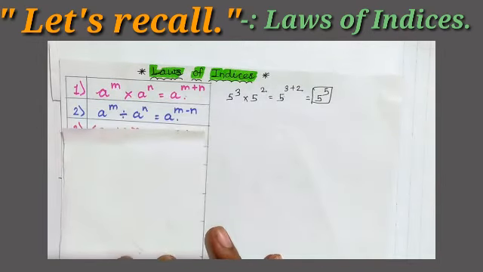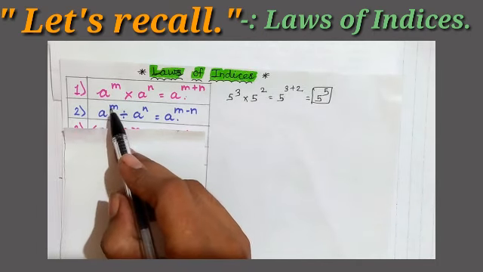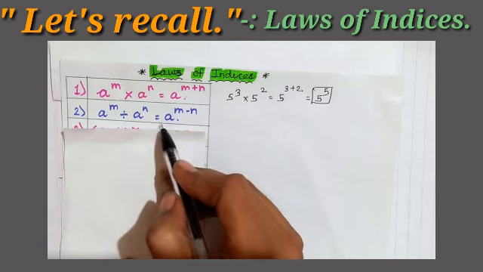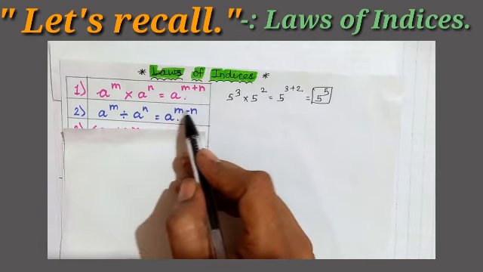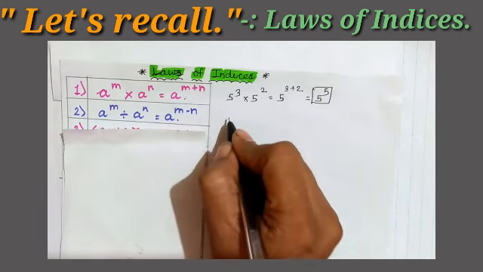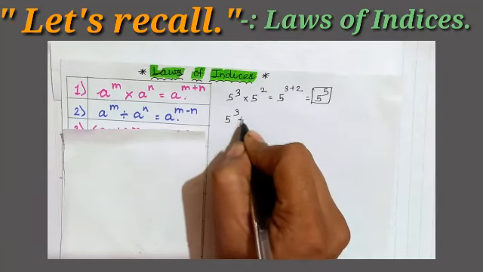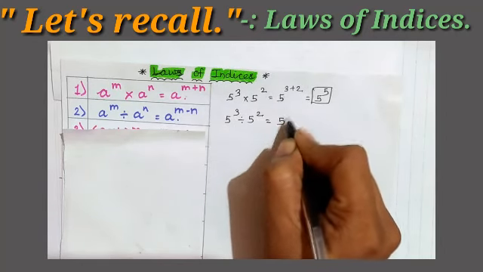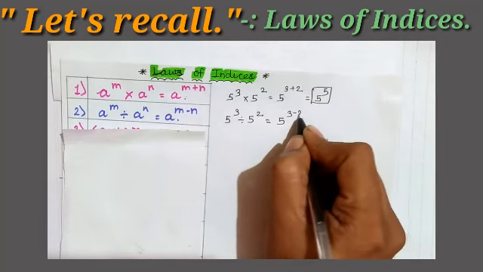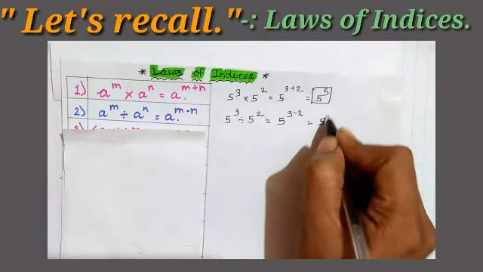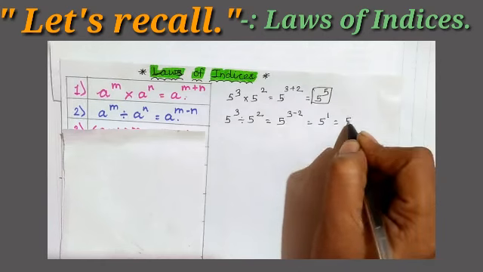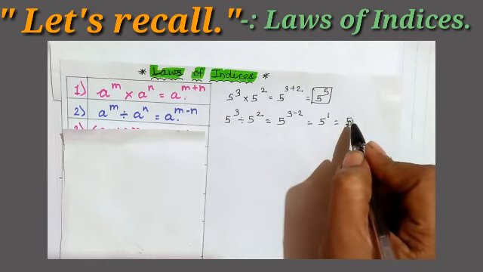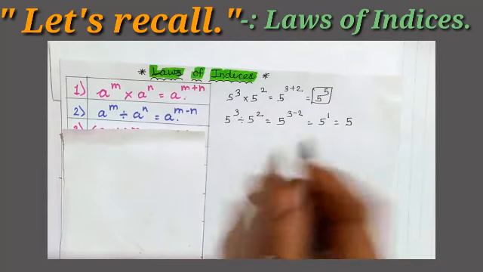Our second law was a raised to m divided by a raised to n. The answer will be a raised to m minus n. If 5 raised to 3 divided by 5 raised to 2, then the answer will be 5 raised to 3 minus 2. The answer will be 5 raised to 1, or we can directly write it as 5, because if the index is 1, there is no need to write the index.